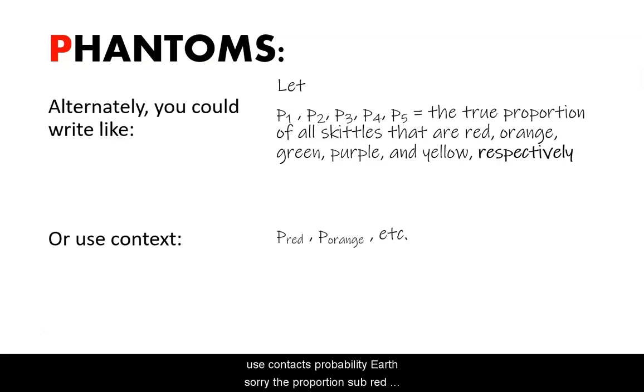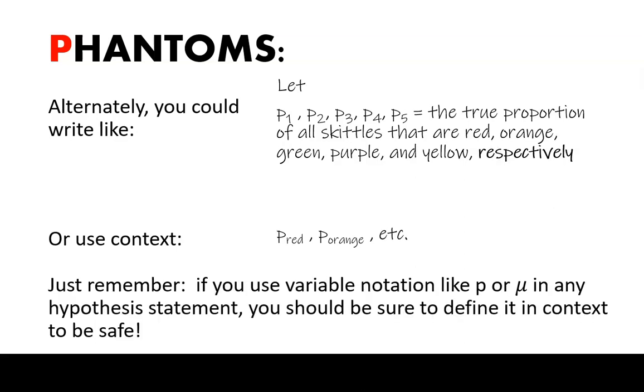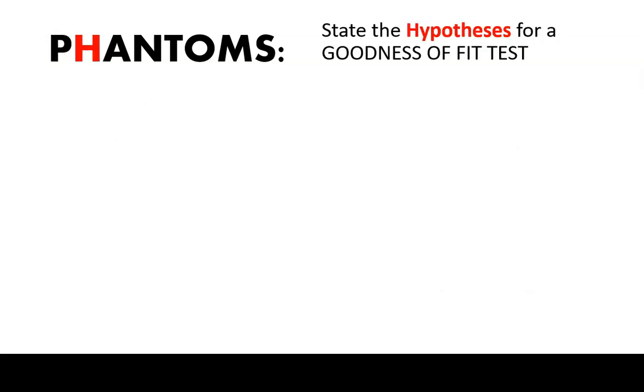You could also just use context, or sorry, the proportion sub-red, proportion sub-orange, etc. And a lot of people would recommend that you do this because it helps you remember what you're talking about. Just remember that if you are going to use a variable notation of any kind, like a p or a mu in any hypothesis statement, you should always be sure to define it in context just to be safe.